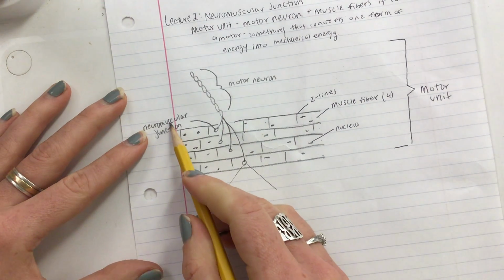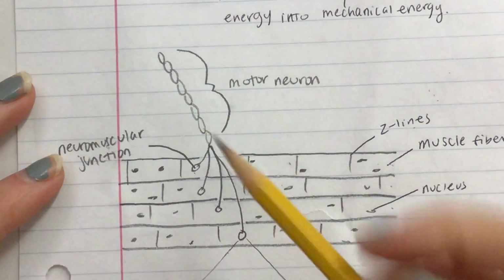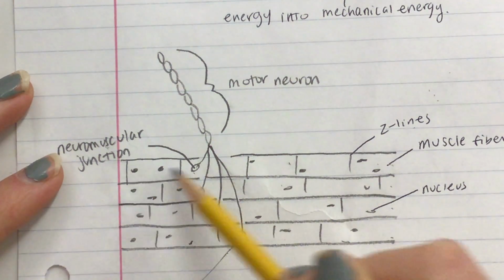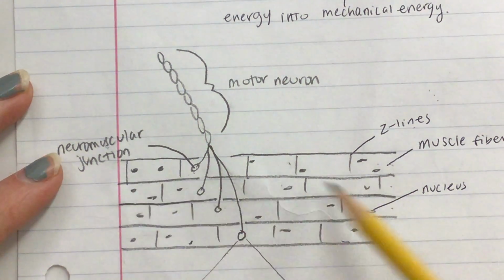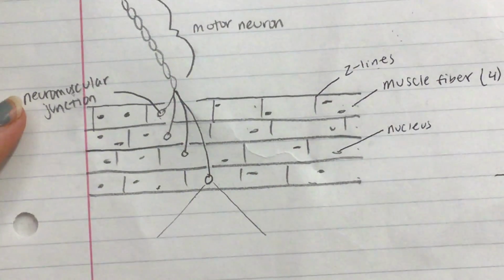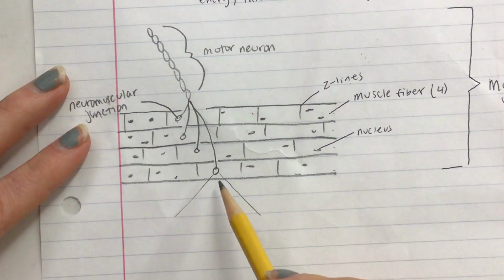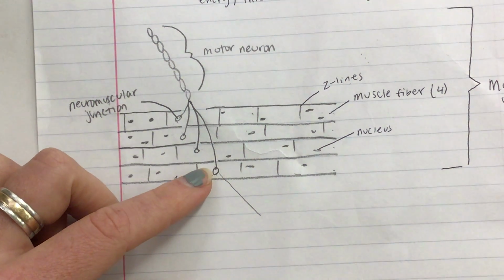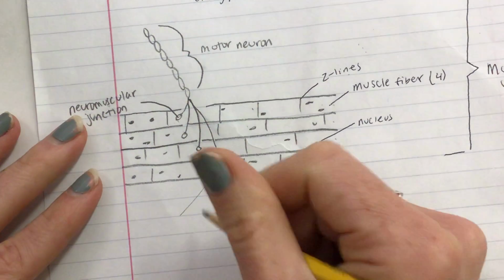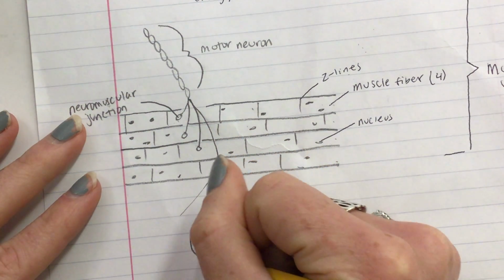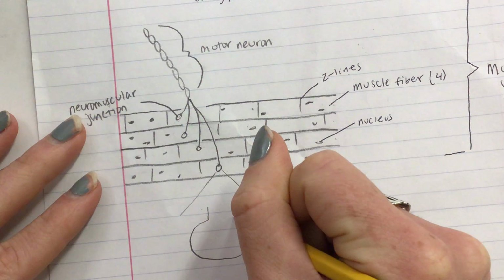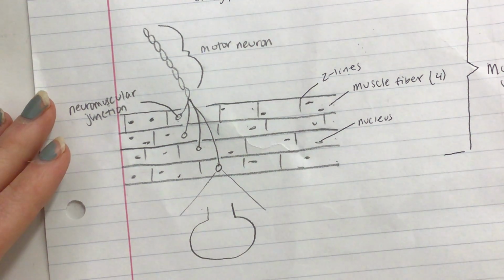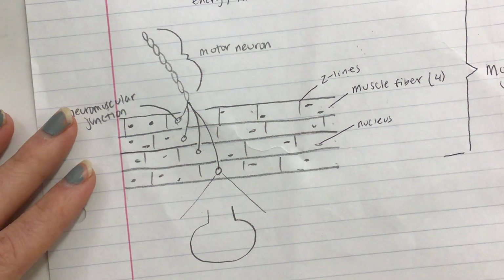Okay, again, a neuromuscular junction is where a neuron meets a muscle fiber. So there's one neuromuscular junction per muscle fiber. So we're going to start with drawing this little bulb-like structure here. It's called the synapse. And inside of this, we are going to, actually, you know what, we'll draw this first.